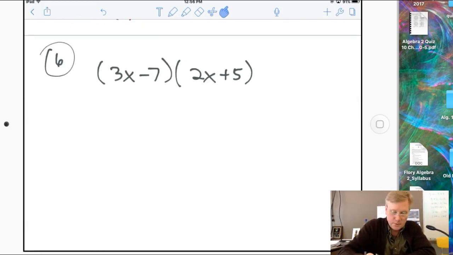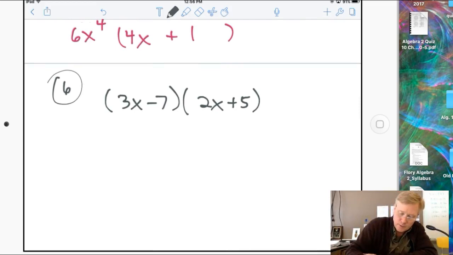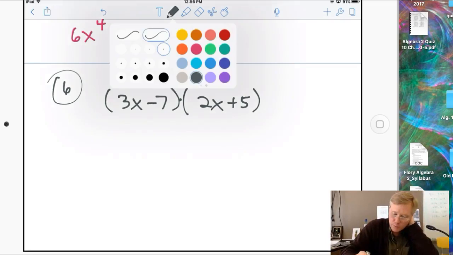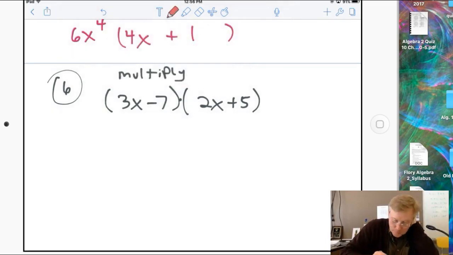3x minus 7 times 2x plus 5. This is a multiplication problem. Sometimes it should say it, but there is implied multiplication in between the two parentheses. And this is where you should multiply by FOIL or box technique, whichever you prefer. Any time on a quiz or a test where it says do it by FOIL, you should feel free to do it either way. All right, we'll do it by box if you prefer.